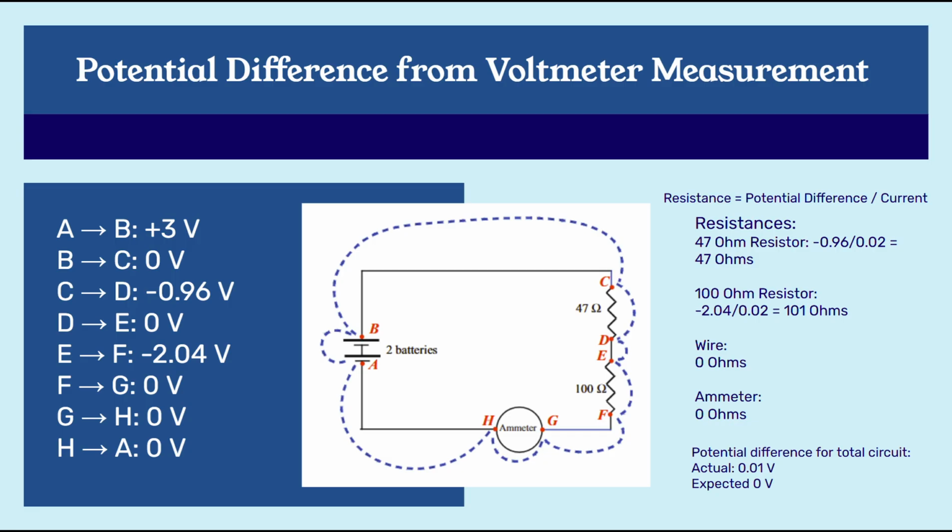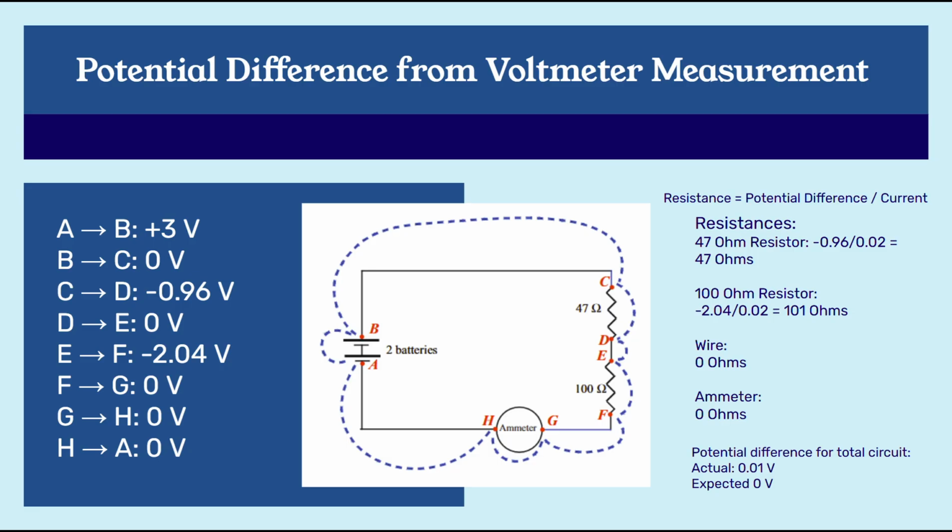Measuring potential difference across the circuit from the diagram gave us a +3 voltage across the battery, no voltage change over the wires, a potential difference of negative 0.96 volts across the 47 ohm resistor, and a difference of negative 2.04 volts across the 100 ohm resistor.